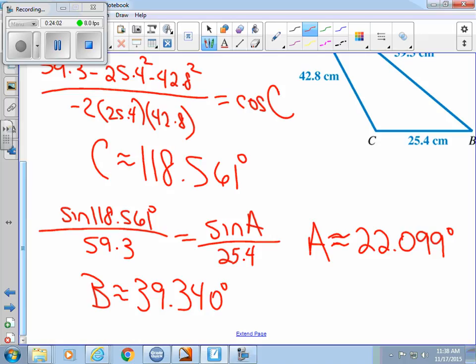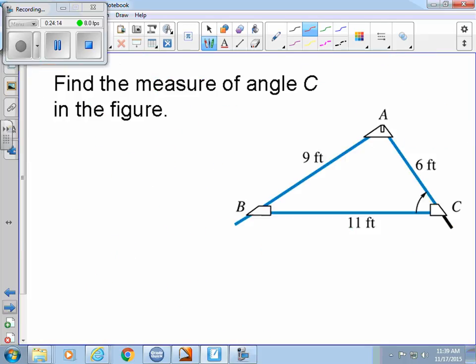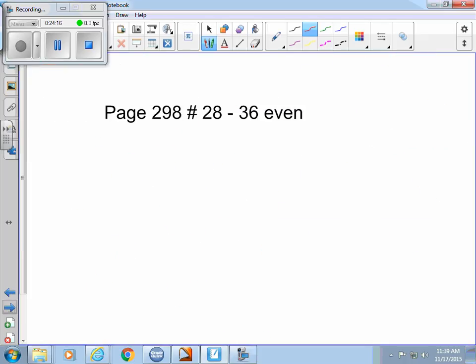Any questions about those? So those are the two cases where we need the law of cosines. We need it for side angle side. We need it for side side side. This is your homework. We'll do one more example. We'll make the lecture good to go. 298, 28 through 36.